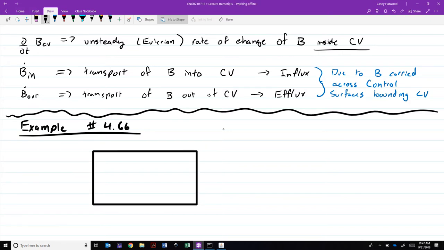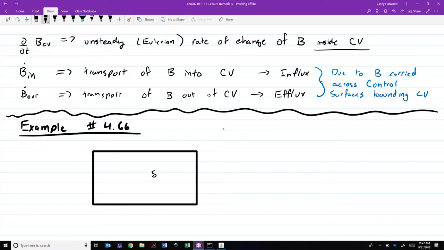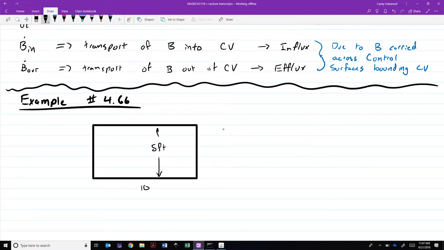This thing is 5 feet across. Let's go ahead and say it's 10 feet long. In this case, this would be a region of interest. This would be our control volume, and we have flow that looks like this.